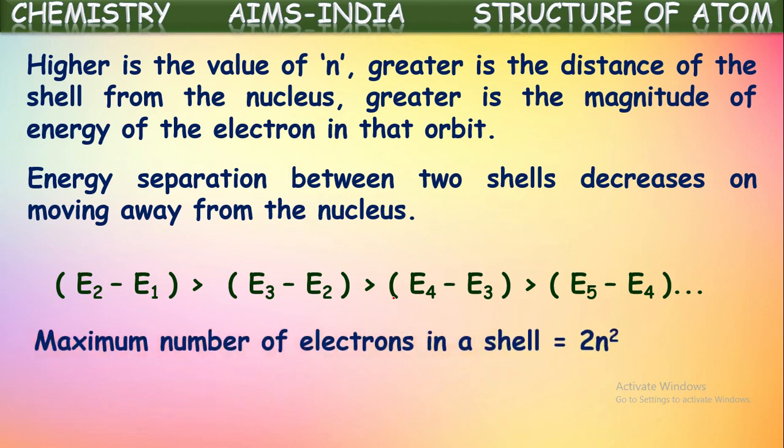The maximum number of electrons in a shell is given by the formula 2n², where n represents the number of the orbit. So if we substitute the number of the orbit, we can find how many electrons can be accommodated in that particular orbit.